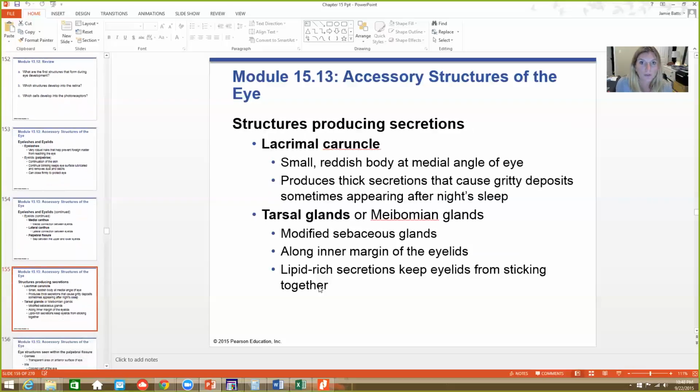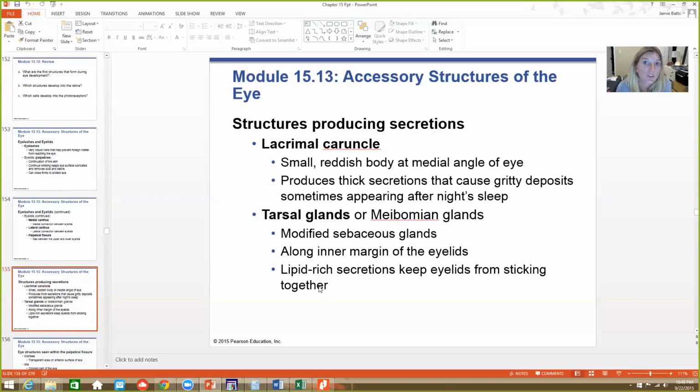Other structures that produce secretions are the lacrimal caruncle. This is a reddish triangle, that little pink triangle in there. It produces thick secretions that can tend to get gritty at night. This is our sleepies that get stuck in our eyes, like little crusties.